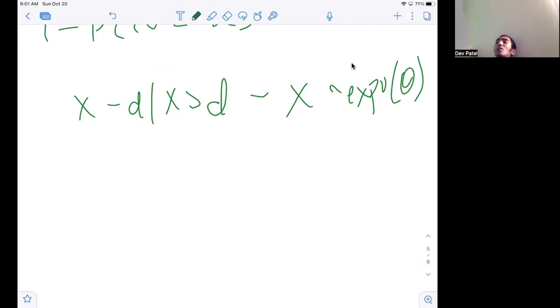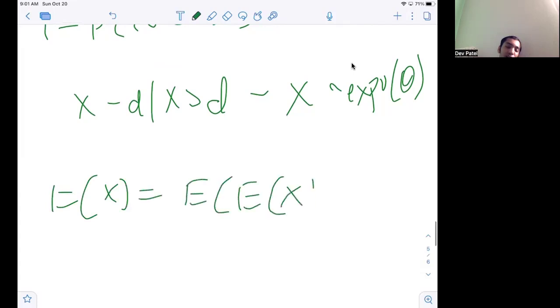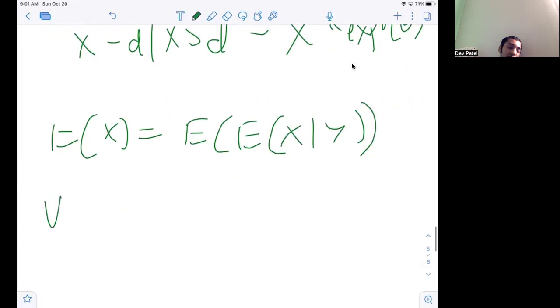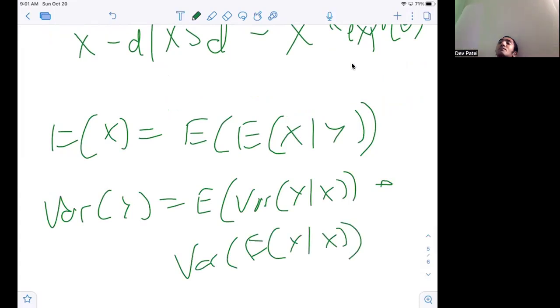And then you also need to know the law of total variance and the law of total expectation. So the law of expectation says that the expected value of x is equal to the expected value of the expected value of x given y. And the variance of y is equal to the expected value of the variance of y given x plus the variance of the expected value of y given x. Okay. I think that's pretty much it for now.